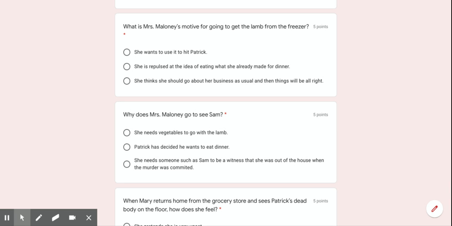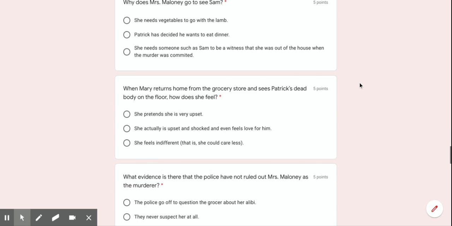Next, why does Mrs. Maloney go to see Sam? A, she needs vegetables to go with the lamb. B, Patrick has decided he wants to eat dinner. Or C, she needs someone such as Sam to be a witness that she was out of the house when the murder was committed. Why does Mrs. Maloney go to see Sam?